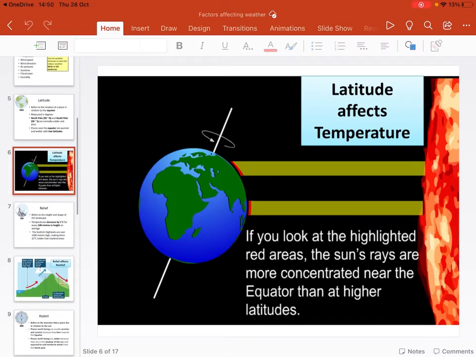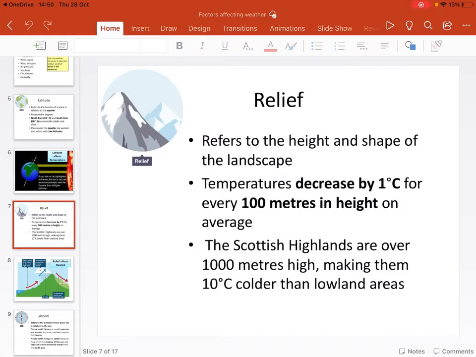Okay, that's essentially it. The next one is relief or altitude. This is the height and the shape of the landscape. Temperatures decrease by 1 degree for every 64 to 100 metres in height. So the Scottish Highlands are over 1,000 metres high, making them 10 degrees colder than lowland areas at sea level.